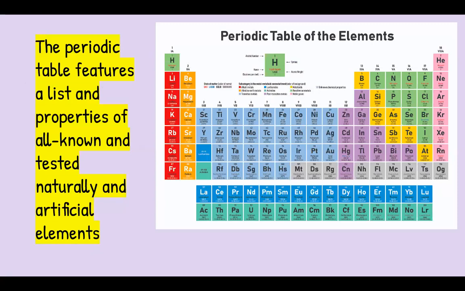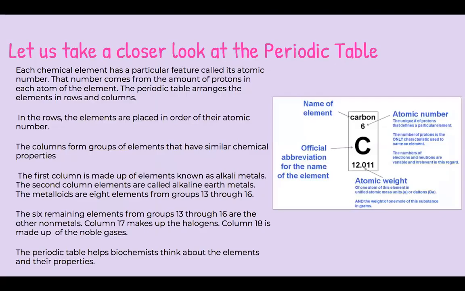So the periodic table is very famous. It features a list and properties of all known and tested natural and artificial elements. So let's take a closer look at the periodic table. Each chemical element has a particular feature called its atomic number. The number comes from the amount of protons in each atom of the element. The periodic table arranges the elements in rows and columns. So the atomic number is very important because electrons can change, neutrons can change. However, the number of protons never changes for an element. As soon as the proton number changes, it's a completely different element.